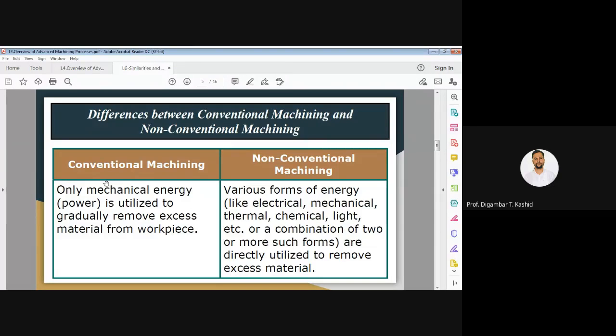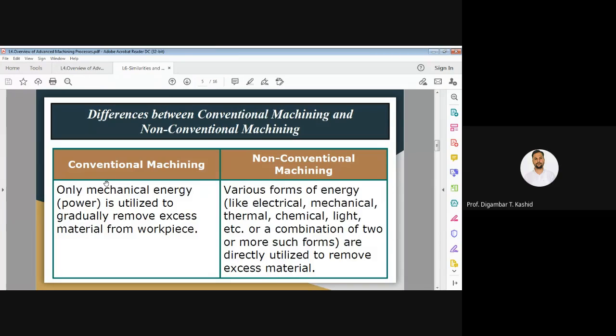We are using the edged cutting tool and we are giving some force. Due to that shearing, the material will be removed from the workpiece. So it is called conventional machining, where only mechanical energy is utilized to remove the material.